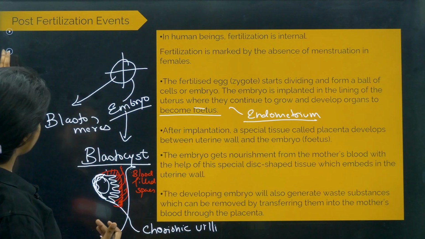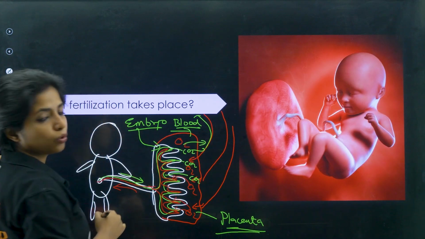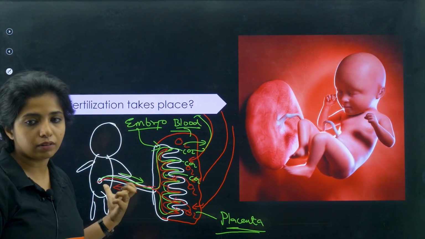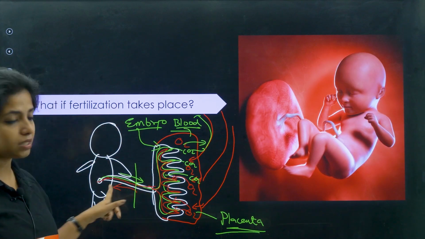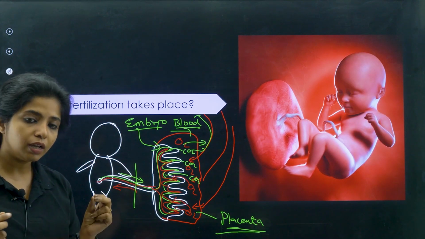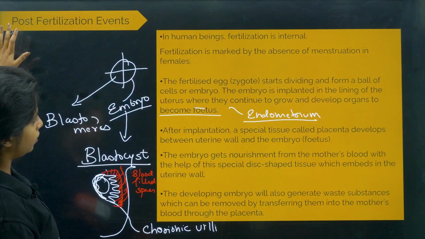It's not just carbon dioxide which is being exchanged, the waste materials are also being exchanged over here. If the waste materials accumulate, that is a problem. Now when the baby moves out, this umbilical cord that is there is cut. Umbilical cord is cut. Cool.